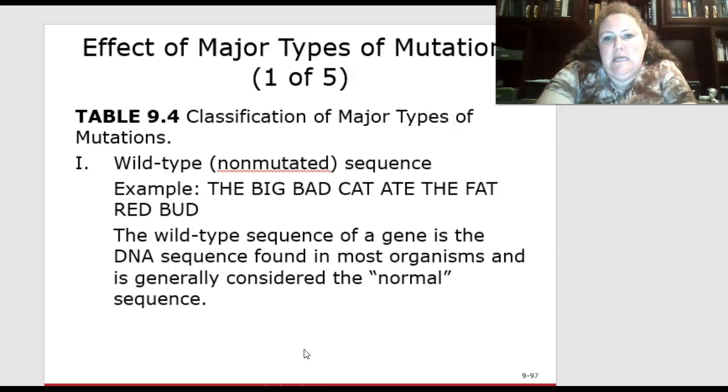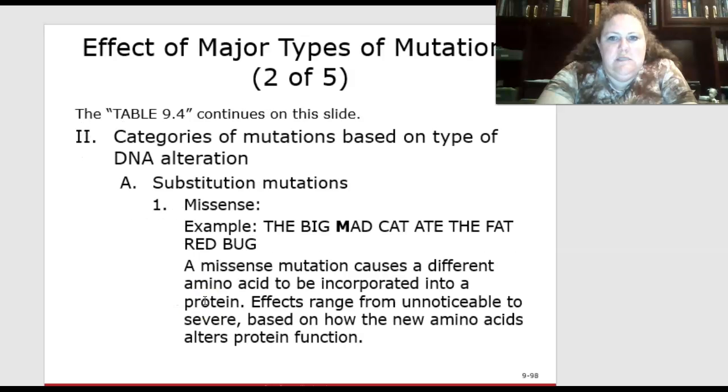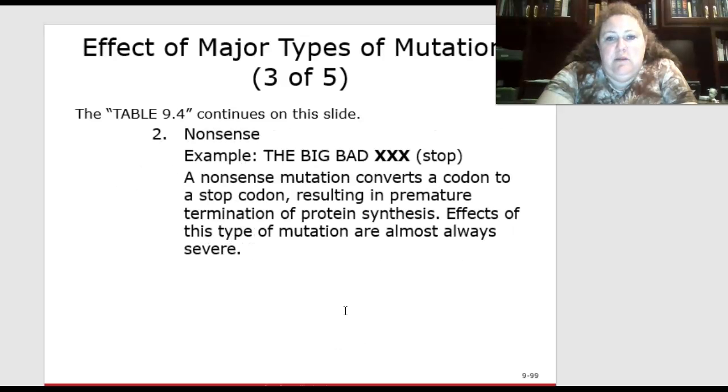Well, wild type is going to be that non-mutated sequence. An example would be, instead of ATCG, we're using letters here so it can spell out. So the example is "the big bad cat ate the fat red bud" in the wild type sequence, the gene, the DNA sequence found in most organisms and generally considered the normal sequence. Where if we have a substitution, we have a missense, we change one letter, so it ends up causing a different amino acid to be incorporated into that protein. And so these effects range from unnoticeable to severe based on how the new amino acid alters that protein's shape and therefore function.